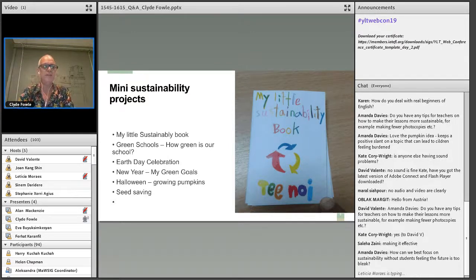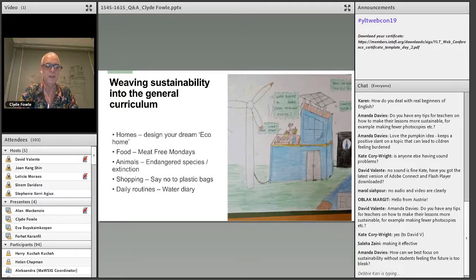Another question I had from someone before this session was about making sustainability something that's integrated more into what we do and not just an add-on. Because I think sometimes we do a lesson on the environment or a unit in a book on the environment, but then we move on to the next topic, the next unit, and it's disconnected and we don't continue with the sustainability theme. So I think things that I've done for that, really weaving sustainability into your general curriculum.